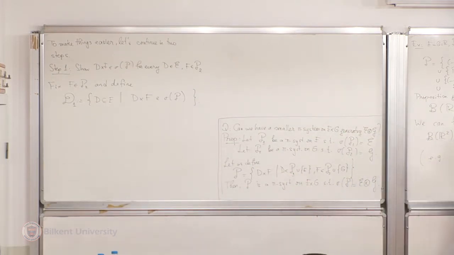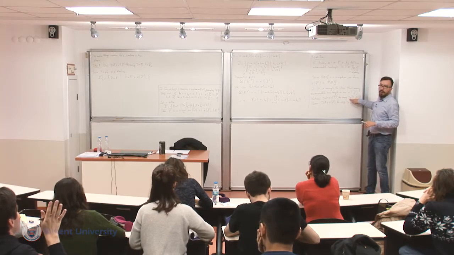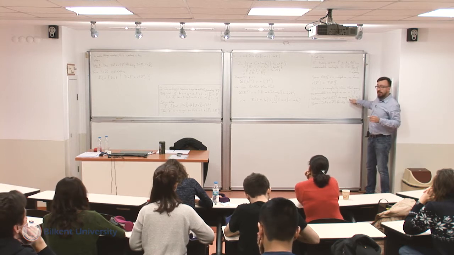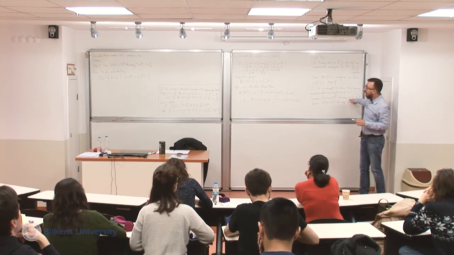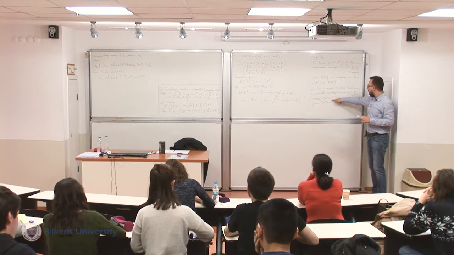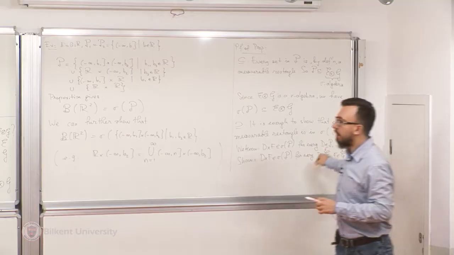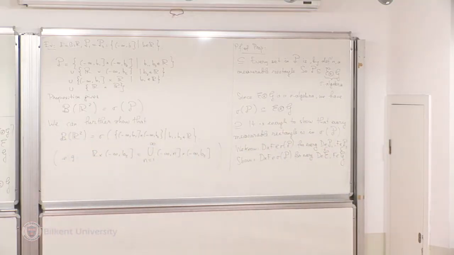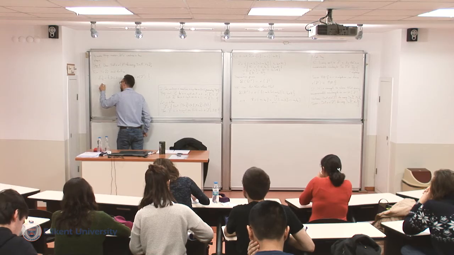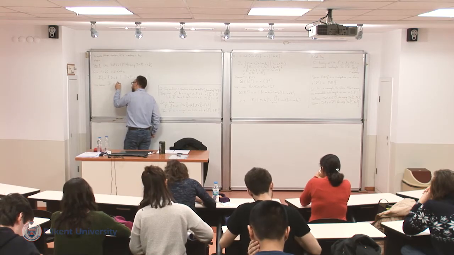So, what do we need to do? What do we know about this D1? What can we say about D1? D1 contains which collection? Yes, P1. D1 contains P1 because we have D cross F in sigma P for every D in P1, and F is fixed from P2. So we know P1 is a subset of D1.